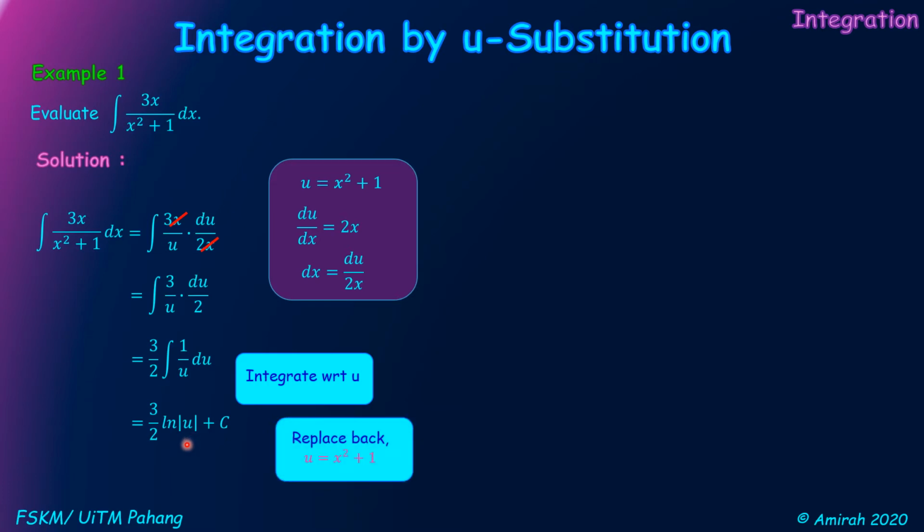Okay, alright, after that, we replace back u equals x squared plus 1. So we get 3 over 2 ln of x squared plus 1, plus c. Alright, so this is the final answer.